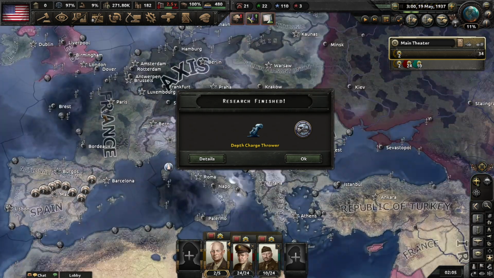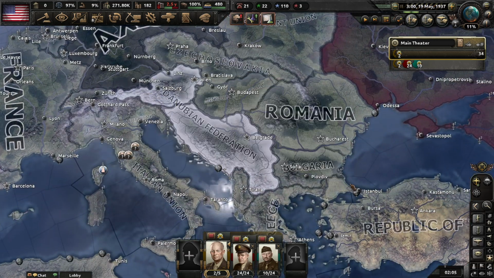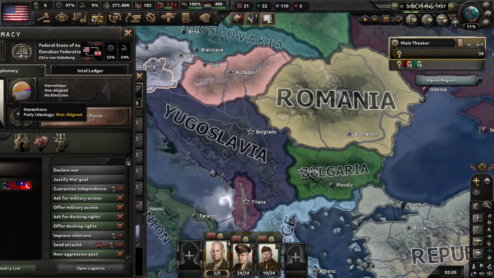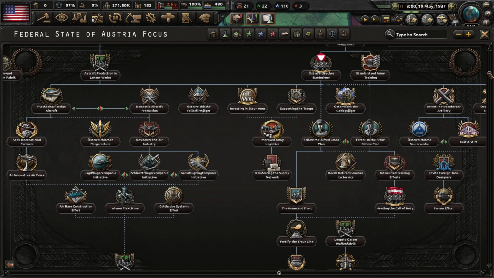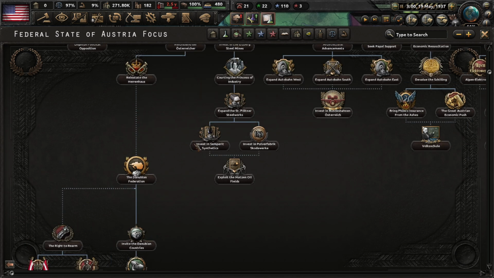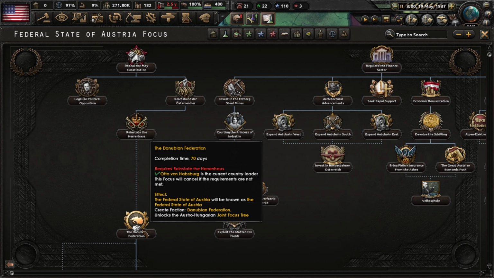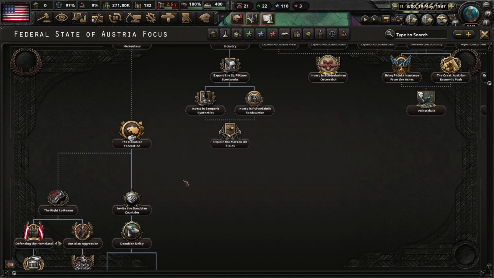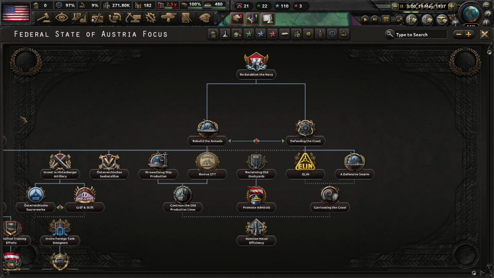The battle plan's going well anyways, we're winning on all fronts. Yep, the Austrians have formed the Danubian Federation already. I know they can do it in their democratic tree, but they form it much sooner if they go Habsburg. It gets them the Austro-Hungarian joint focus tree.